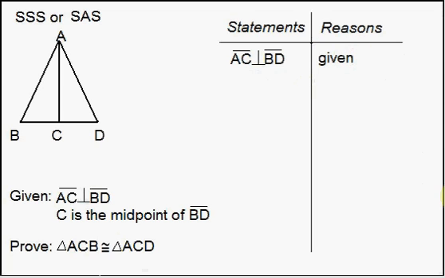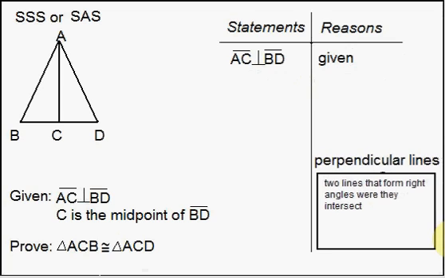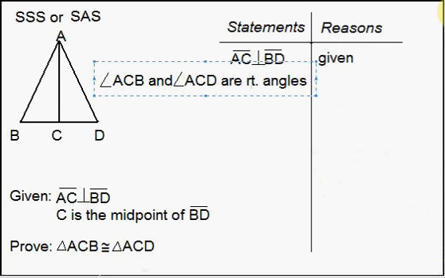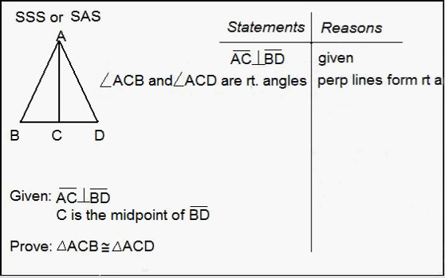Okay, now let's take just a minute and look at what the definition of perpendicular lines is. Perpendicular lines are two lines that form right angles where they intersect. Okay, so now that you know that these are perpendicular lines, you know that the angles where they intersect are right angles.